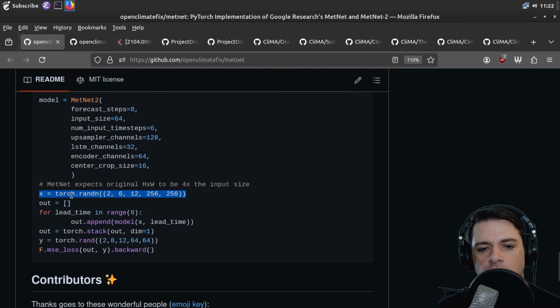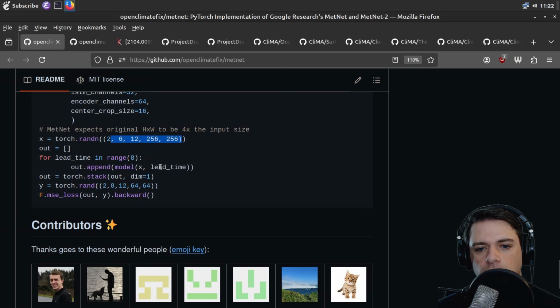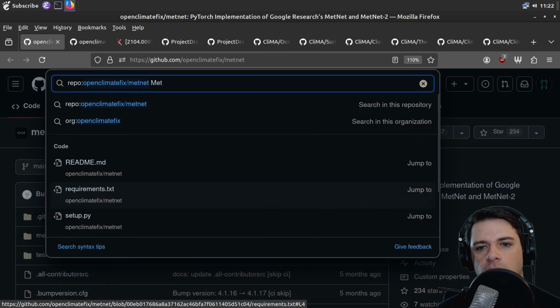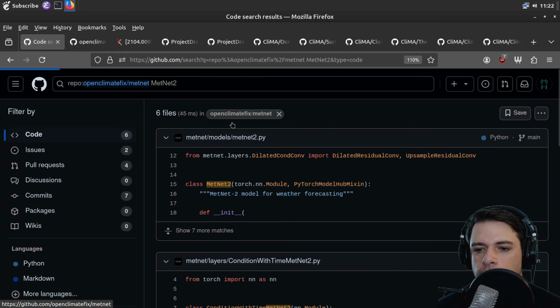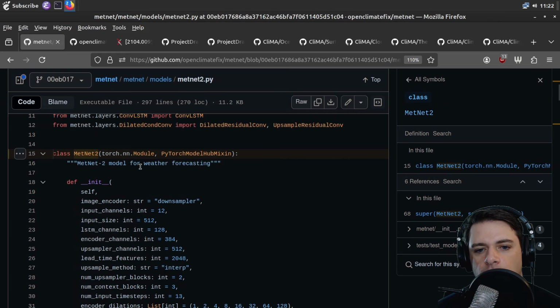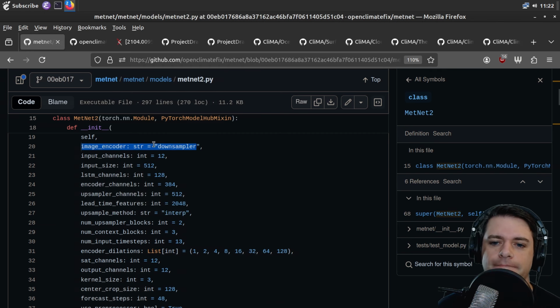Okay, and so this is some presumably size of panel data or tensor or something. And then this MetNet 2 object is the thing that holds the model. Let's see if we can see its implementation. We've got some image encoder, which is just a string set to downsampler. I feel like we've seen this somewhere. I don't think it was in the PyTorch, but maybe it was in the PyTorch.